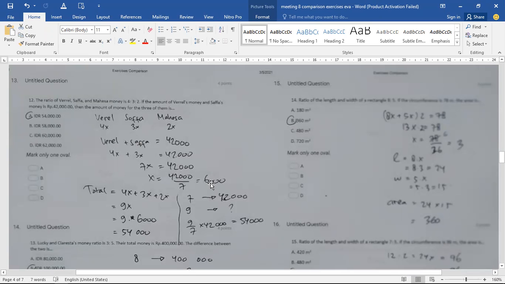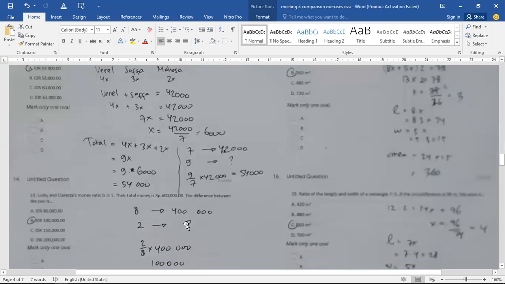Or you can go like this. So Feral and Safa, 4 plus 3, so 7 is 42,000. And then they're asking about the amount of money of the three of them. So three of them is 4 plus 3 plus 2, it is 9. So how about 9? I think that is more than 42,000. So 9 per 7 times 42, it is 54,000 rupiah.